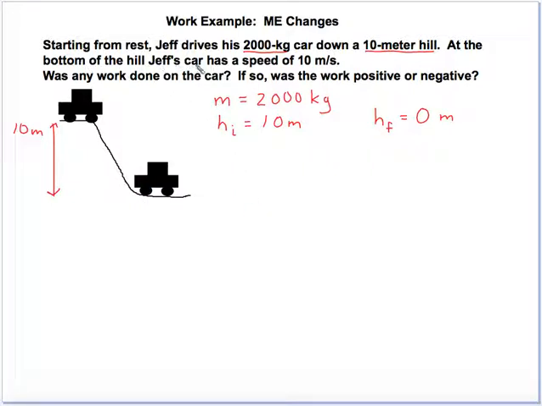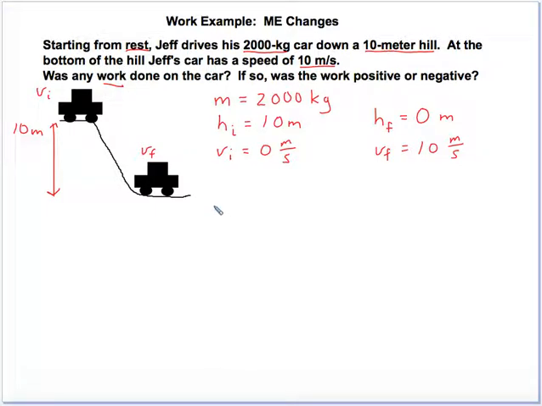So it says at the bottom of the hill Jeff's car has a speed of 10 meters per second. So down here he's got a speed V final, and V final is 10 meters per second. It also says starting from rest. So that means up here his initial velocity, VI, is 0 meters per second. That's what it means to start at rest. It means the initial velocity, the starting speed, is 0 meters per second. And we want to find out, was there any work done?